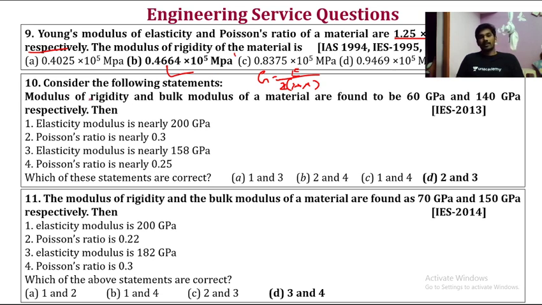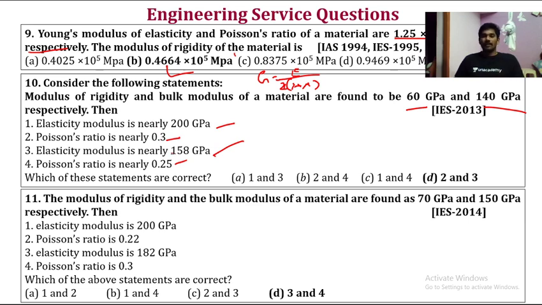Next, the 10th question. The modulus of rigidity and bulk modulus of a material are found to be 60 gigapascal and 140 gigapascal respectively. Which statements are correct? 1: Elastic modulus is 200 gigapascal. 2: Poisson's ratio is 0.3. 3: Elastic modulus is 158 gigapascal. 4: Poisson's ratio is 0.2. The options are 1 and 3, or 2 and 4, or 1 and 4, or 2 and 3.